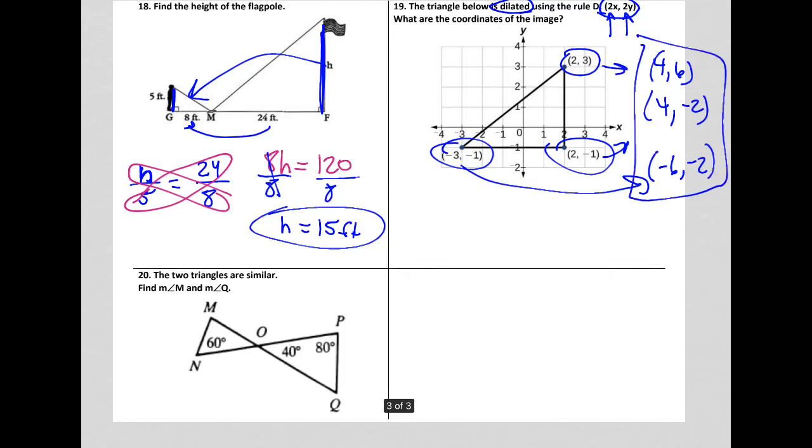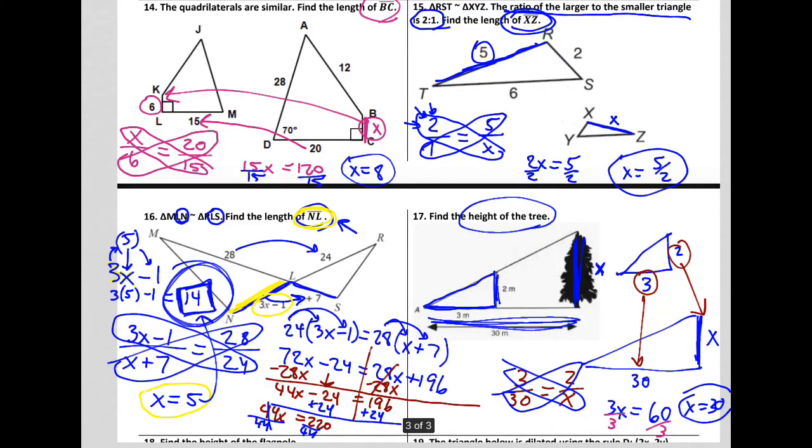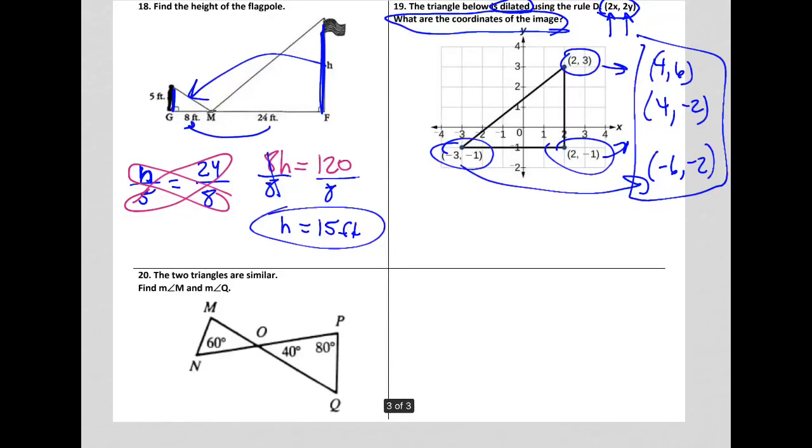So this should be your list of your new coordinates. It didn't say you had to graph. It just wants to know what are the coordinates of the image. And then lastly, number 20, there was that note in number 9. Angles are congruent in similar triangles. So what does that mean for number 20? That means that corresponding angles, where is it? Where'd it go? Did I delete it? Oh, it's right here. Corresponding angles are congruent, so that means they're equal.